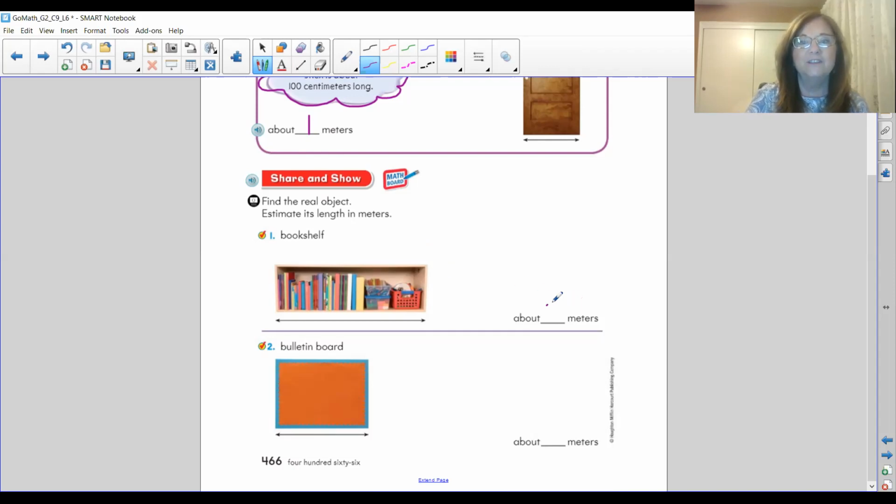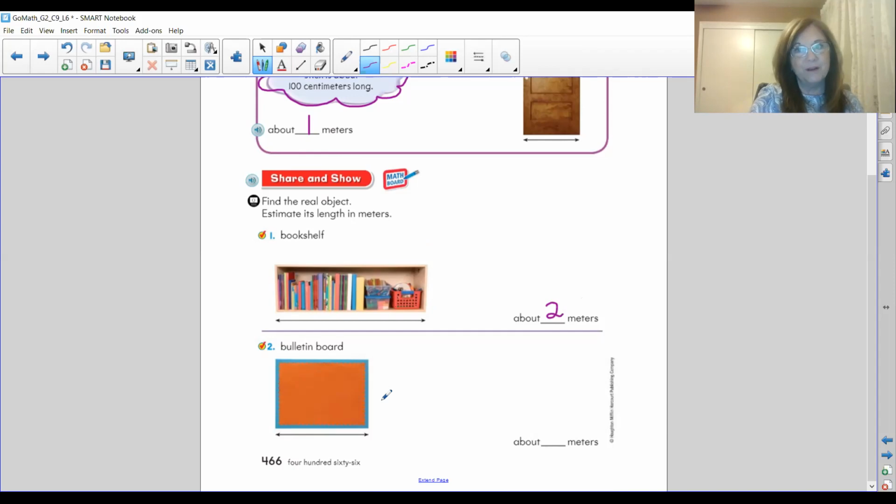I'll go ahead and say 2, just because I'm thinking that maybe all those books might be 1 meter. There might be a lot of books. And then baskets and things might take up another. Depends. In the real world, things might be a little bit longer or shorter than they are on our paper.